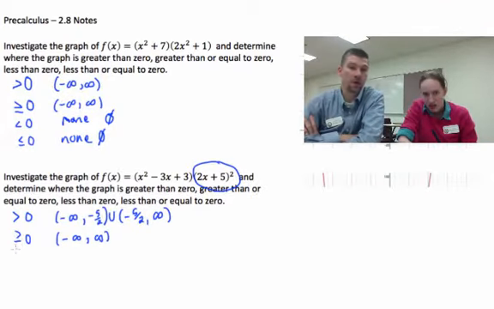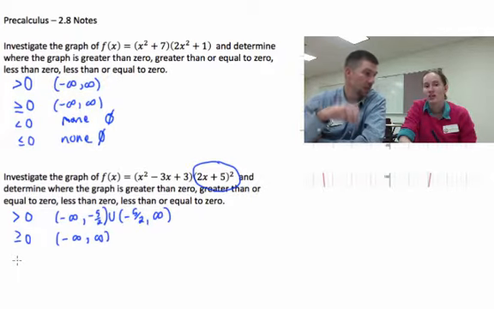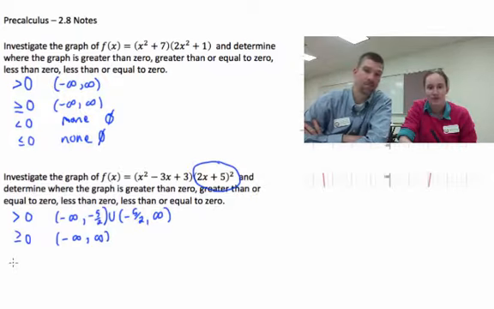Now, what if I wrote it from negative infinity to 5 halves with a bracket, and then from 5 halves with a bracket to positive infinity? Technically, I guess that would be right, but that'd be silly. I agree. Okay.